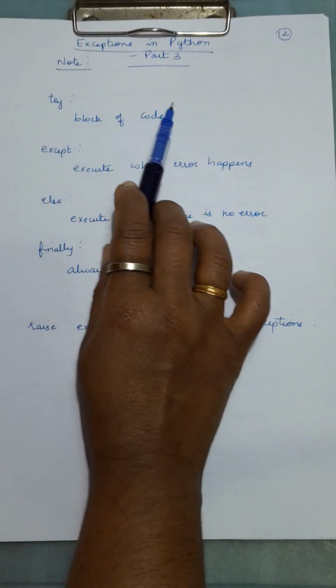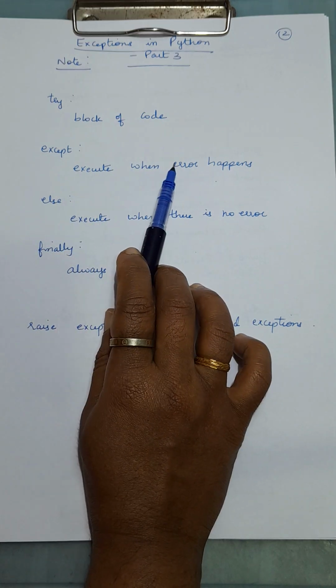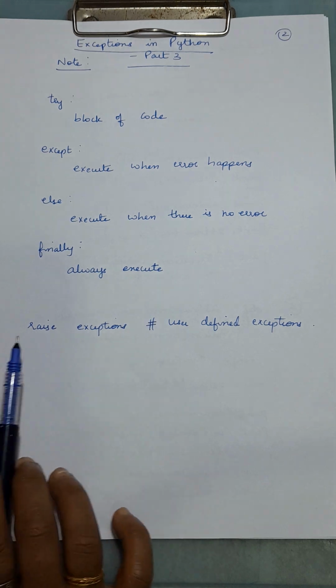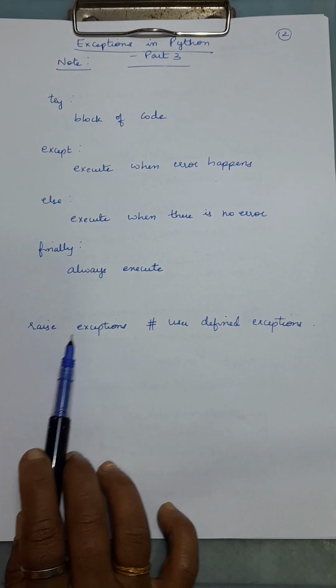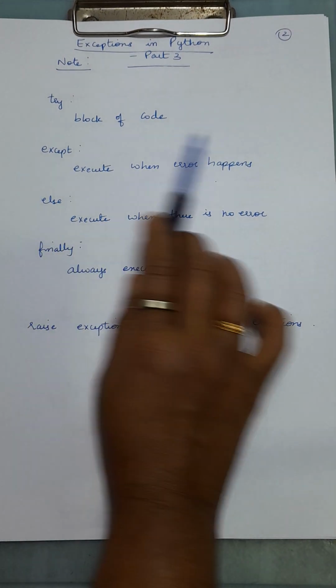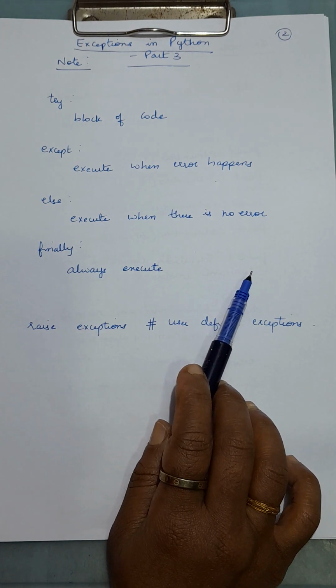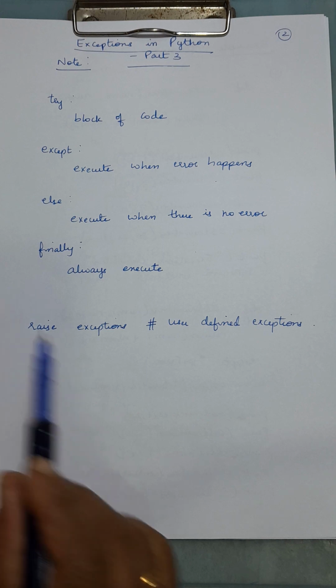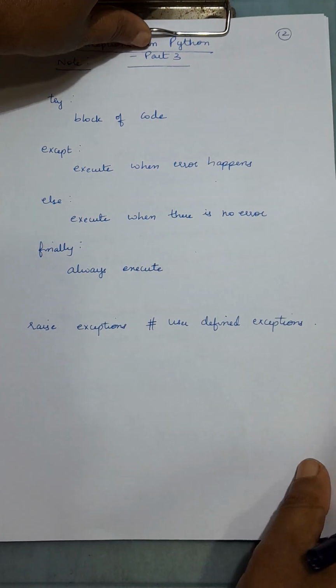Okay, finally block: whether all the other blocks execute successfully or there is an error, the finally block will obviously execute. Okay, so what is raise exception? It is a user defined exception. So these are the various blocks in exceptions we'll be learning: try, except, else, and finally. Now let me teach you with an example here.